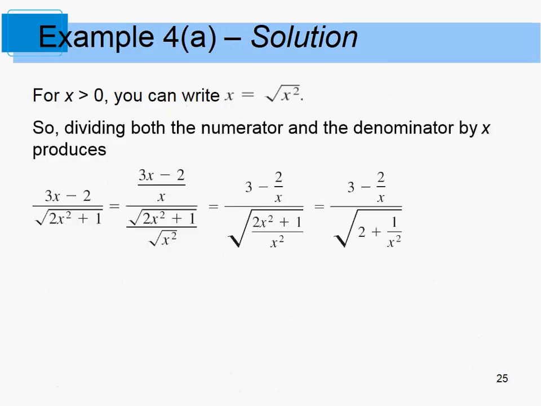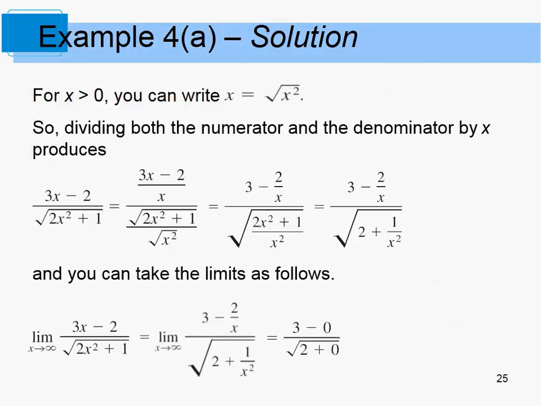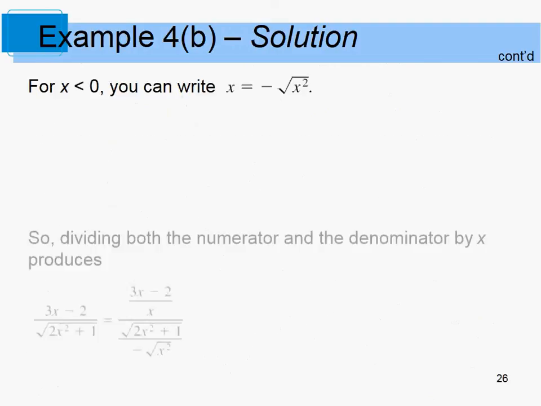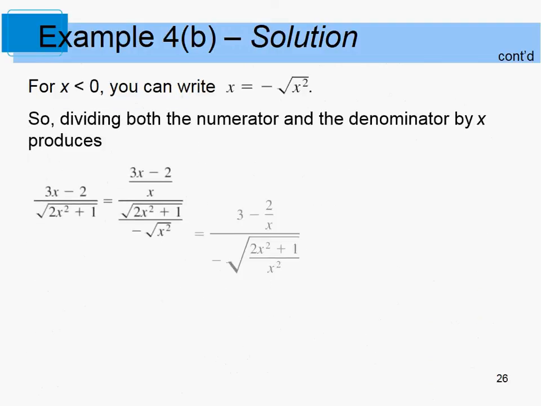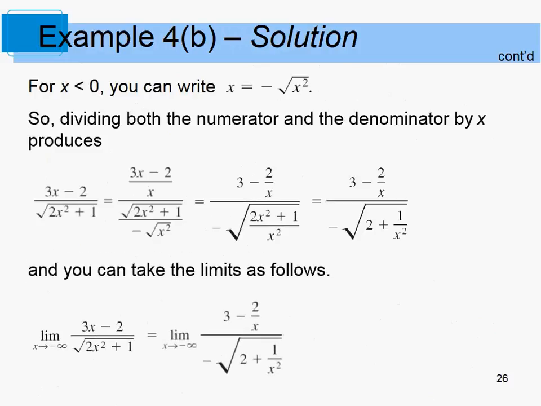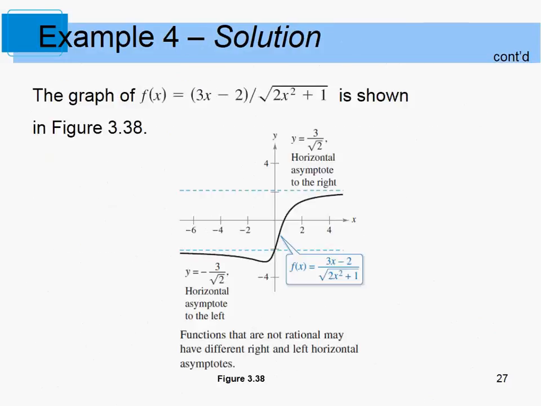We did this, we did this. 3 root 2. And then we plug in negative 3, and we get negative 3 root 2. And this is what it looks like. So notice, not a rational function approaching asymptotes, or approaching different values to the left and to the right. They have different horizontal asymptotes.